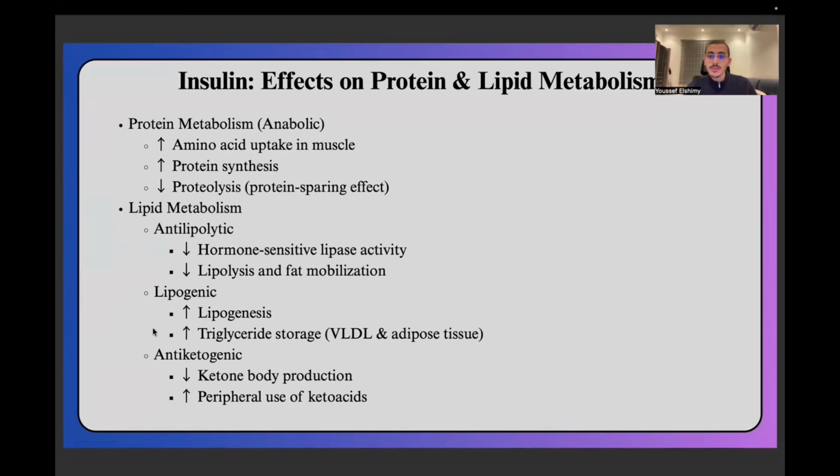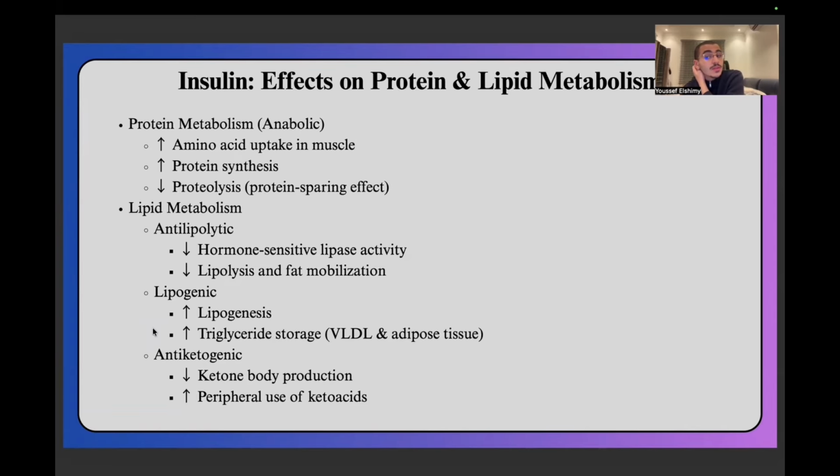Okay. For the lipid metabolism, it's anti-lipolytic. It does not want to break down lipids. In order to do this, it would decrease the activity of the hormone sensitive lipase. Lipase means it wants to break the lipids, so it would decrease this activity. And also, it would decrease the lipolysis as well as the fat mobilization. Okay. And on the other hand, it would induce lipogenesis. So it would increase the lipid formation as well as triglyceride storage through the VLDL as well as adipose tissue.